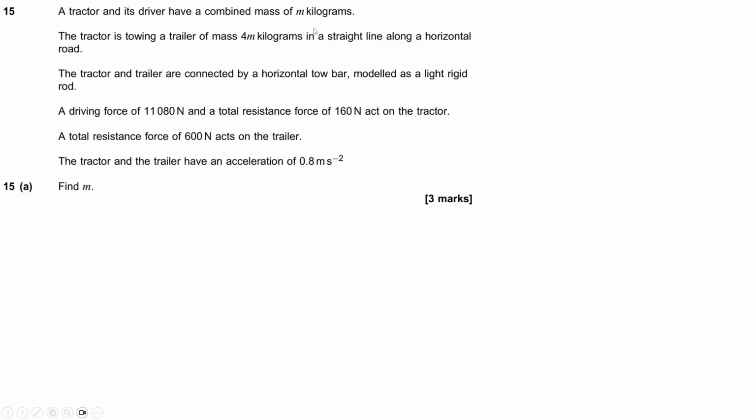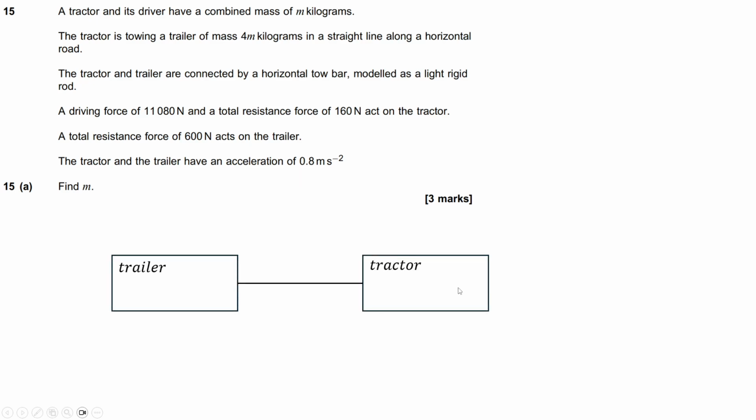Tractor and its driver have a combined mass of m kilograms. Trailer has 4m kilograms. There's a tow bar between them, a driving force of this and a resistance force of this. A total resistance force of 600 newtons acts on the trailer, and they're both moving at 0.8 meters per second squared. It looks something like this. You've got this driving force here, and then you've got 160 newtons as a resistance force, and then you've got minus 600 newtons, which acts on the trailer. You've got tensions in the tow bar, equal and opposite. Okay, and what else? So this is m kilograms, this is 4m kilograms.